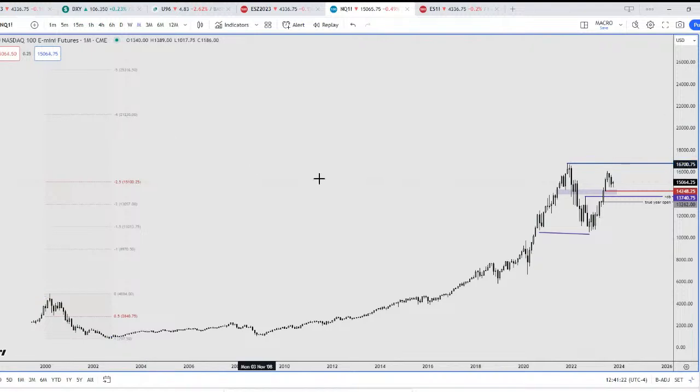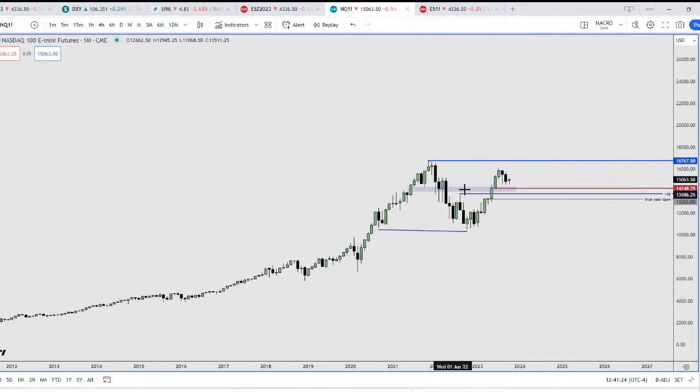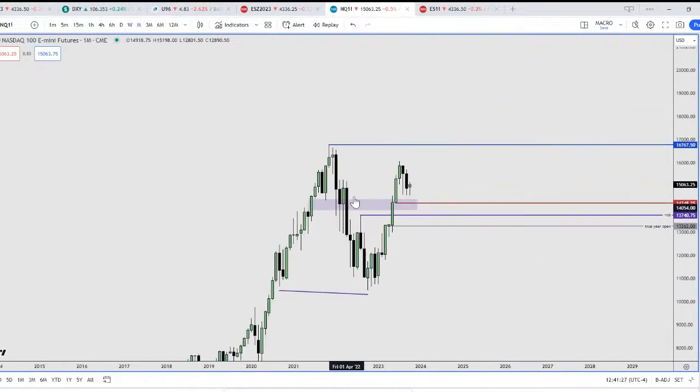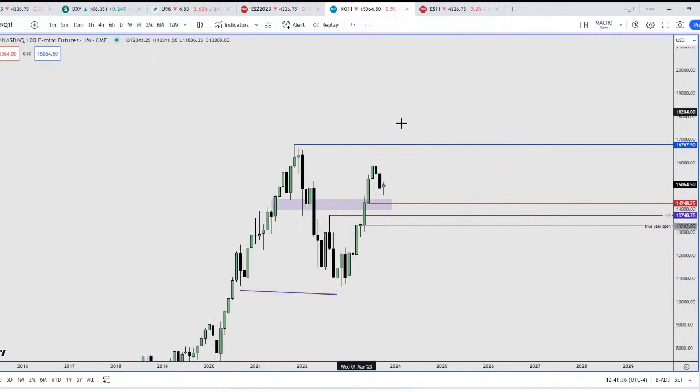Right here we have a shift in market structure, and I do understand that if you use fundamentals, nothing is bullish for stocks. But we do have to consider price action as well. So trading above this BPR here, it's very likely that it's gonna utilize this as support.